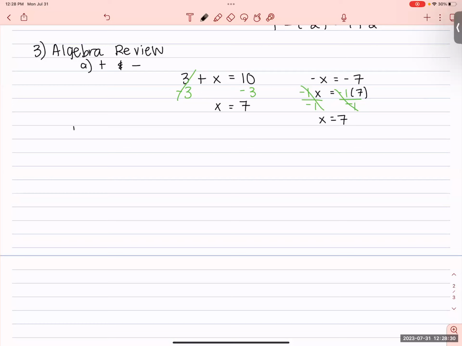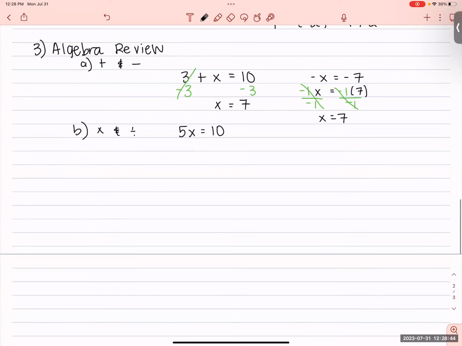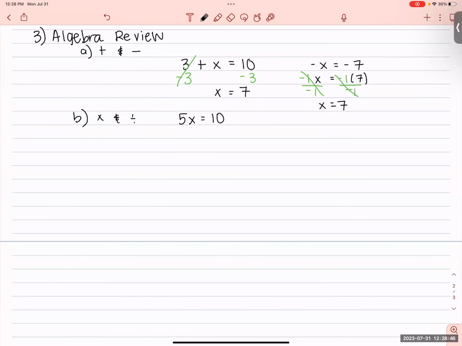Speaking of what we just did, let's look at that. If we have multiplication and division. So if I have 5x equals 10, I'm doing really easy stuff here just to show you the basics. What is happening to the x? It's getting multiplied, right? So what's the opposite of multiplication? Division. But we don't want to divide the x. We want to divide the thing that's not x, because we're trying to get x by itself.